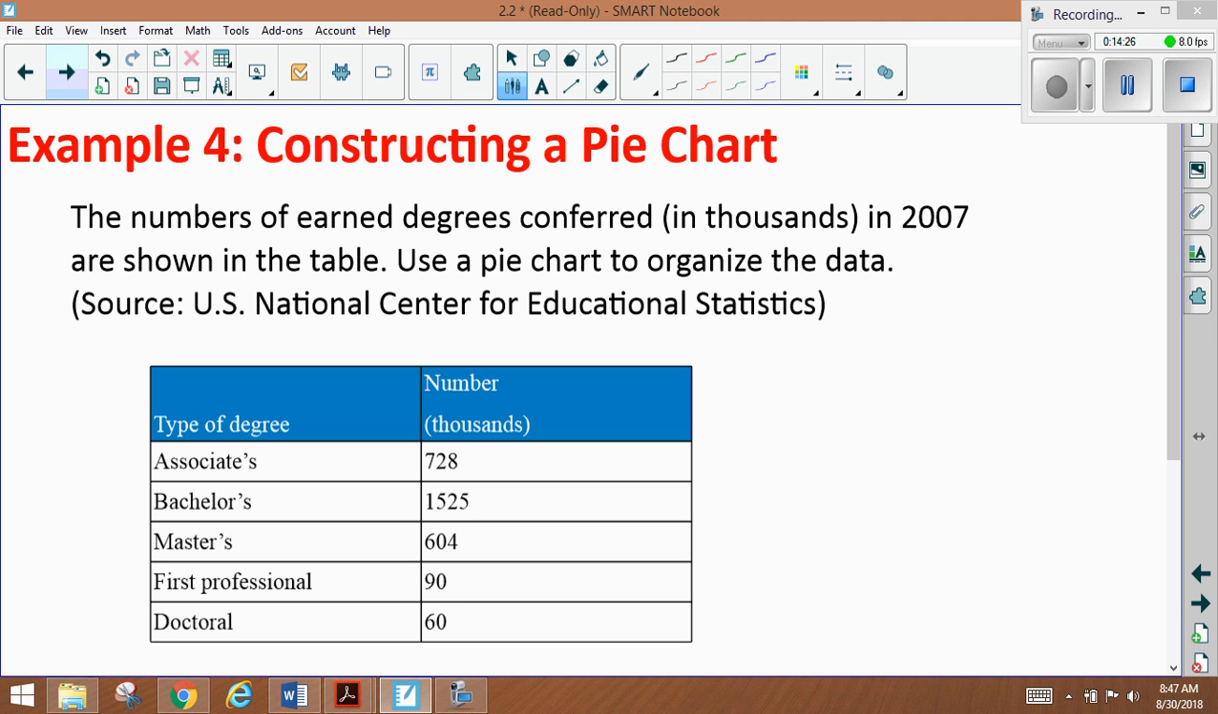So when we're going to construct the pie chart, this particular one we're going to construct is the number of earned degrees in thousands in 2007.